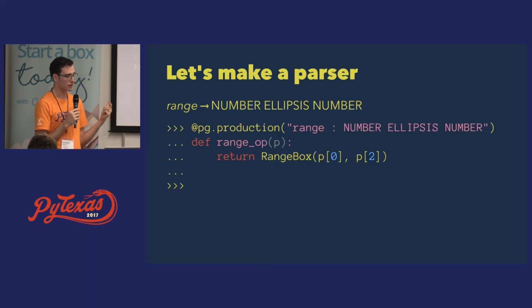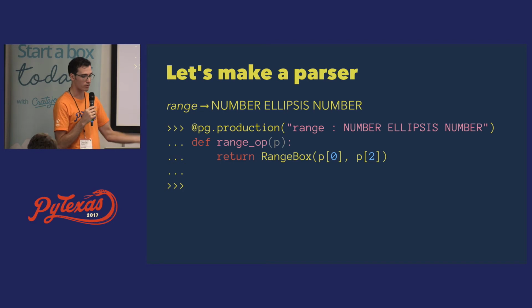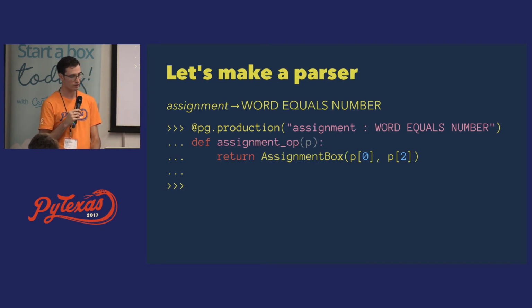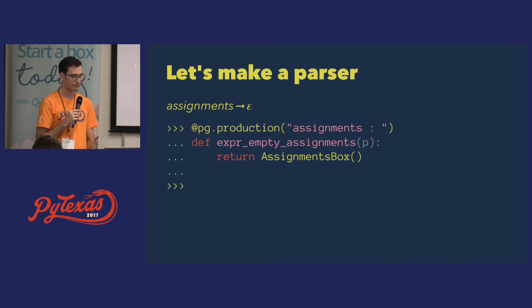A range, so it's going to get a number, ellipsis, and a number. We're basically going to throw out the middle argument. So the P is an array of the arguments, or a list of the arguments, rather. And so the 0th one is going to be the number. The first one is going to be the ellipsis, but we don't actually need that to interpret anything. So we can throw it away and initialize the range box with a number and another number. Assignment is similar. Assignments box is also similar.